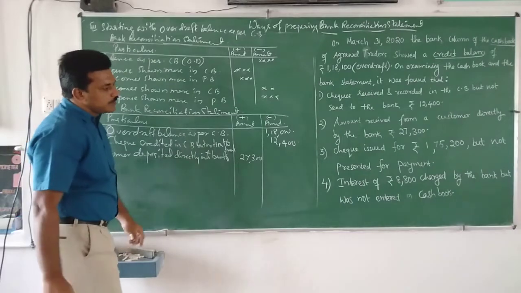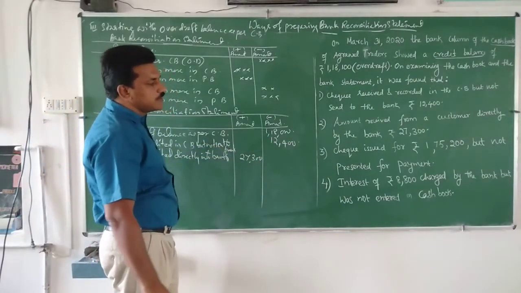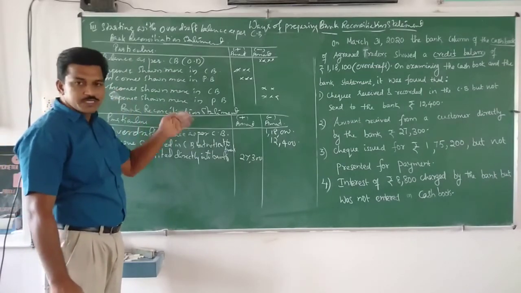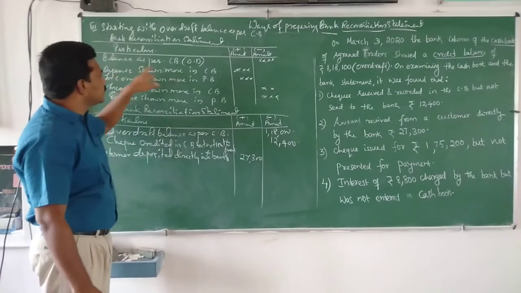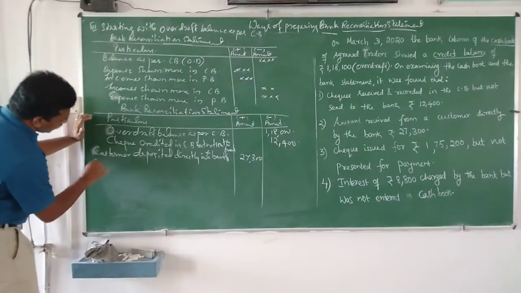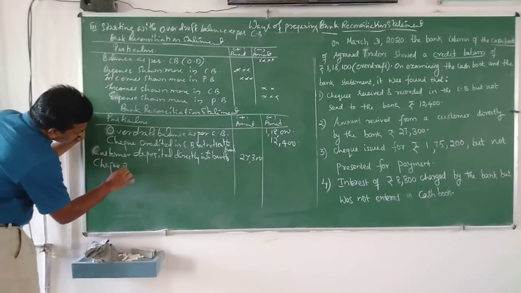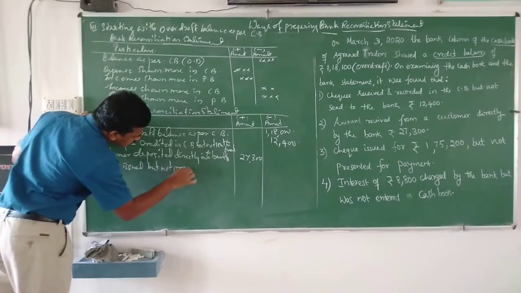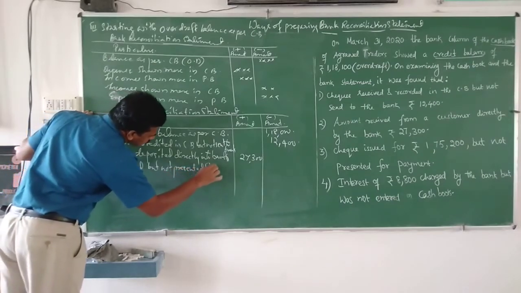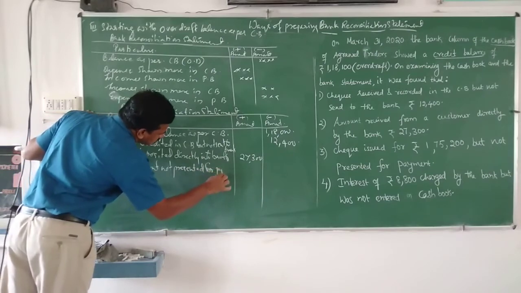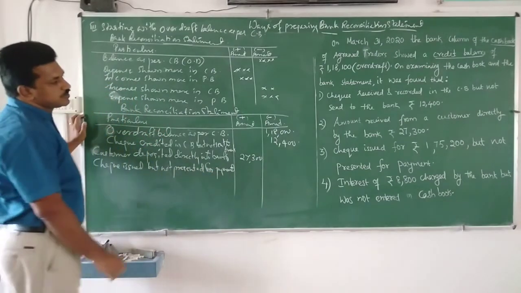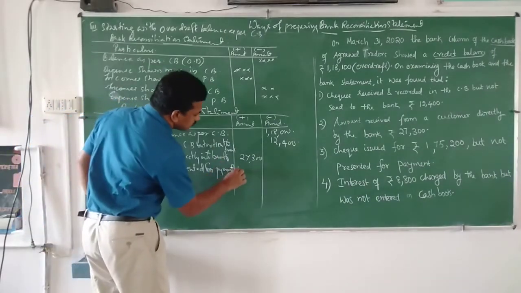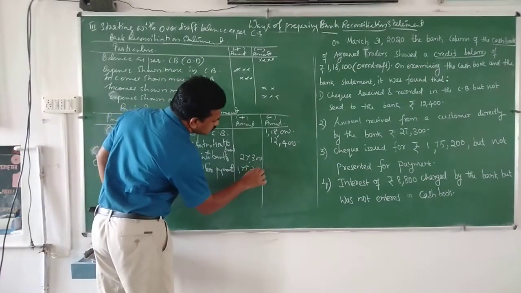Then next, check issued for 1,75,200 but not presented for payment. It is expense. Check issued, expense shown in cash book. So check issued but not presented for payment. How much? Expense shown in cash book can be added. 1,75,200.